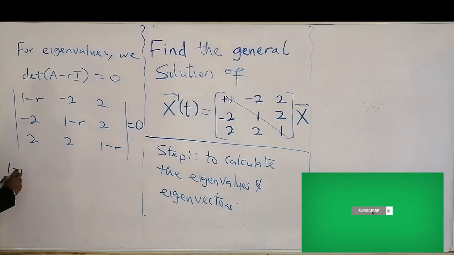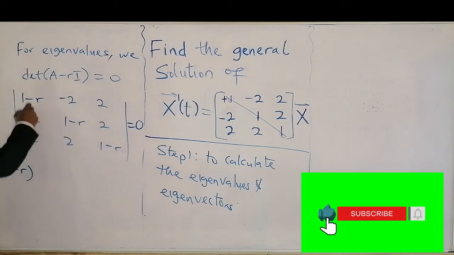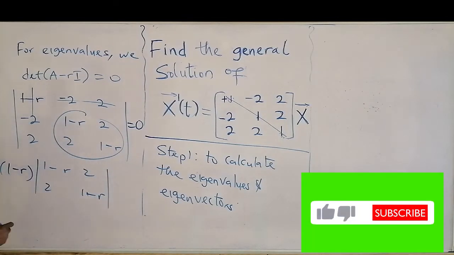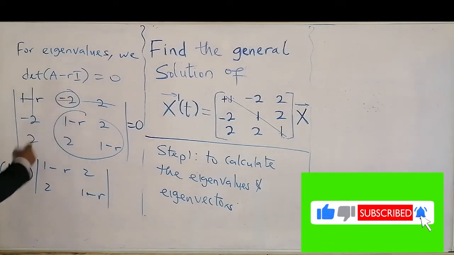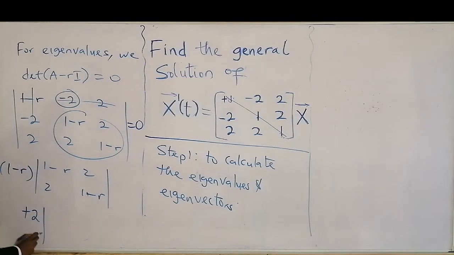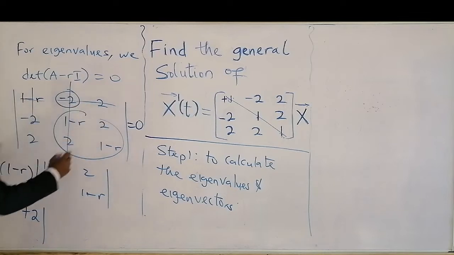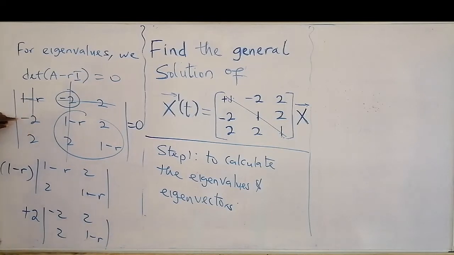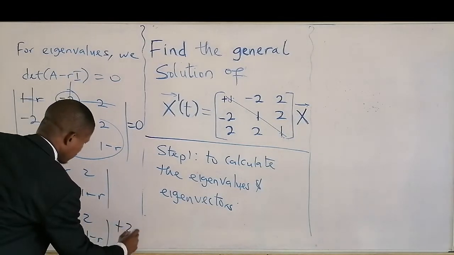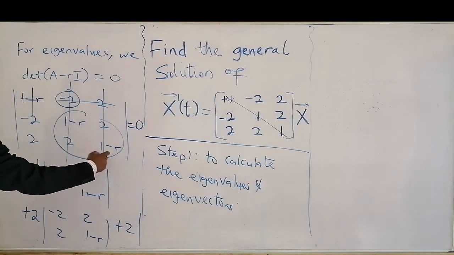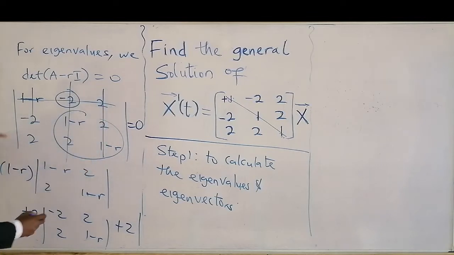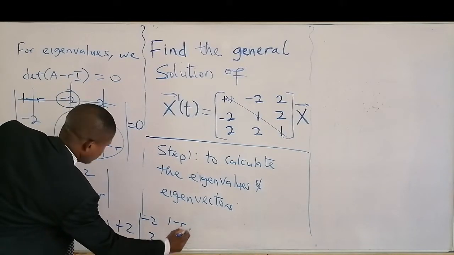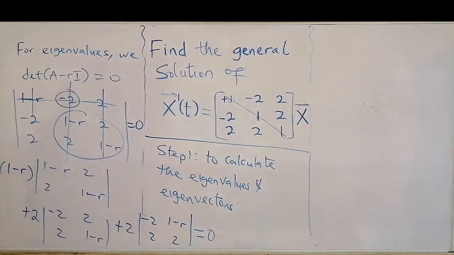I'm using the first row. So we cover this, and I have this. Then minus this is minus 2, so times minus, that's plus 2 into bracket. Cover this one vertically, cover it horizontally. So I have minus 2, 2, then 2, 1 minus r. Then the last one, that's a plus 2. Do the same thing also: cover this place vertically, cover this place horizontally. So I have minus 2, 1 minus r, 2, 2, equal to 0. So that's what I have.